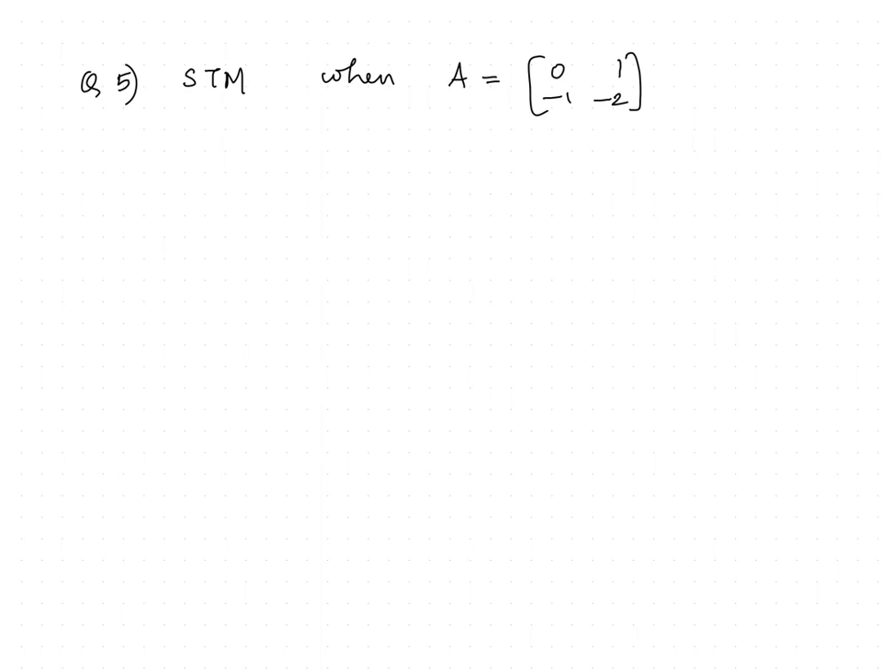So basically, based on Cayley-Hamilton theorem, we start with the eigenvalues. For which we need to find lambda I minus A, we have [lambda, minus 1; 1, lambda plus 2].